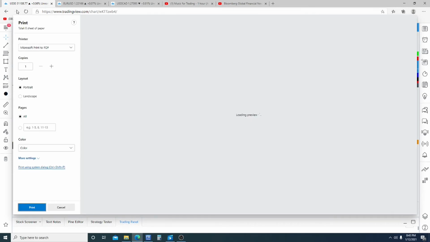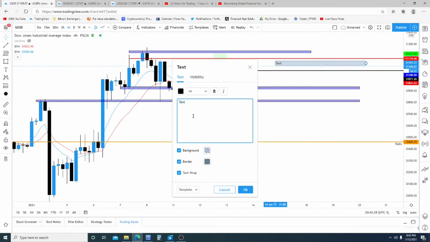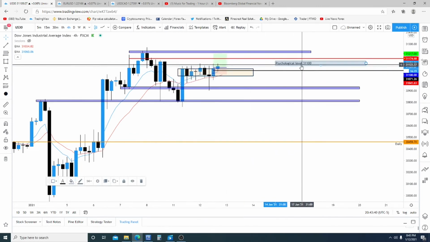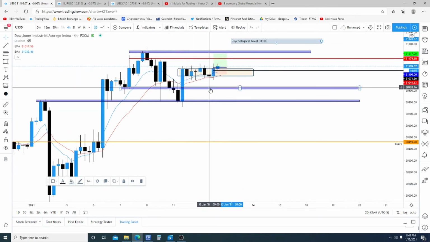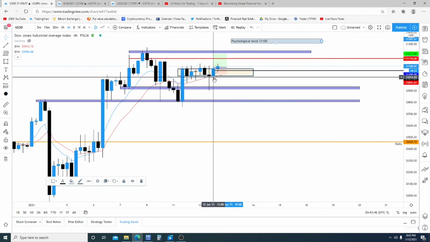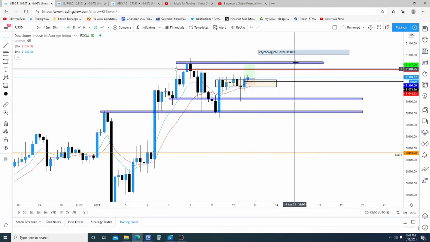It's also rejecting a psychological level. Oh my god, what did I just do? No. Cancel. Okay, sorry. The psychological level, 31,100, if I'm not wrong. Yes, 31,100. It rejected the psychological level 31,100 multiple times. After coming down and not breaking our EMAs, it looks like we might have a chance to continue to go higher.